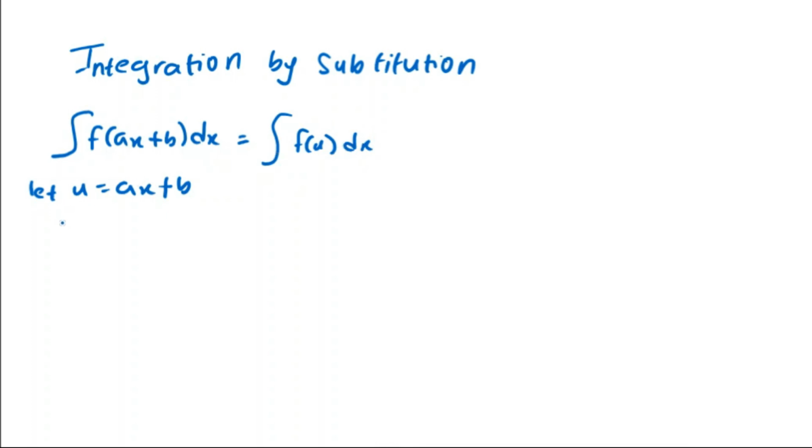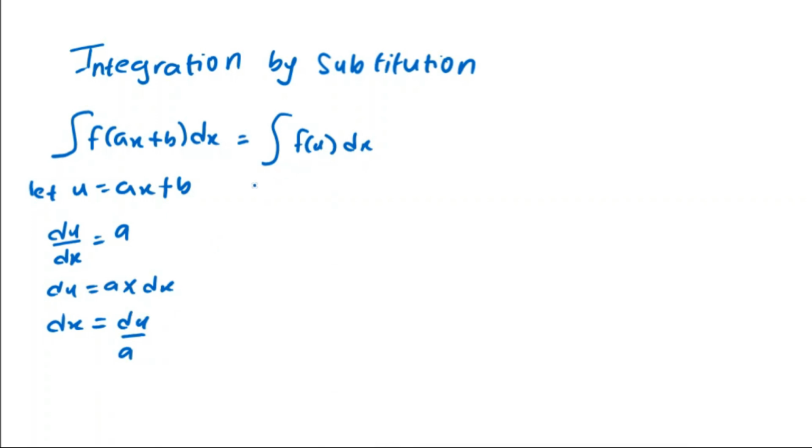So take a look at this. If u is equal to ax plus b, we know that du/dx, when you differentiate ax, you are going to get a. When you differentiate b with respect to x, you are going to get 0. So from here, it means that du is equivalent to a multiplied by dx. So what it means therefore is that dx is equal to du divided by a.